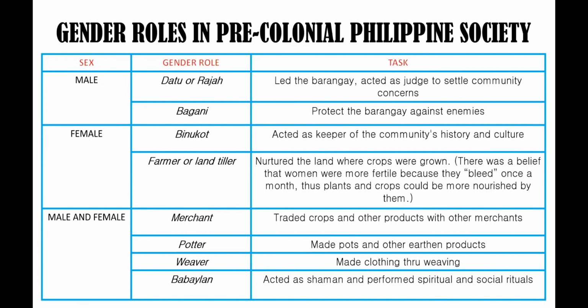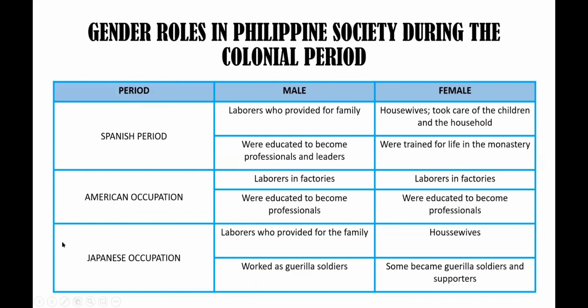Next we have babaylan. When we say babaylan, they acted as shaman and performed spiritual and social rituals. So meaning to say, when we say babaylan, we are talking about those mga albularyo. They are the ones called priestess, seer, and healer. So next we have the gender roles in the Philippine society during the colonial period.